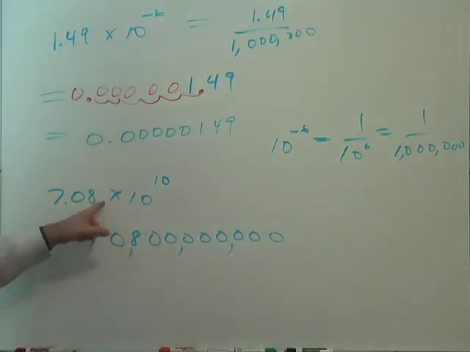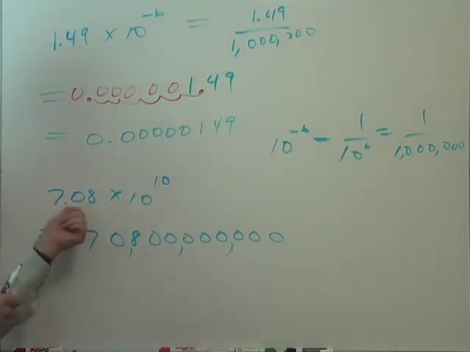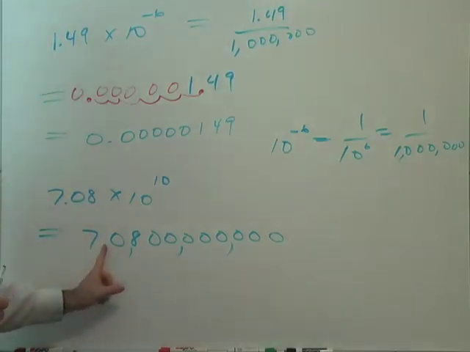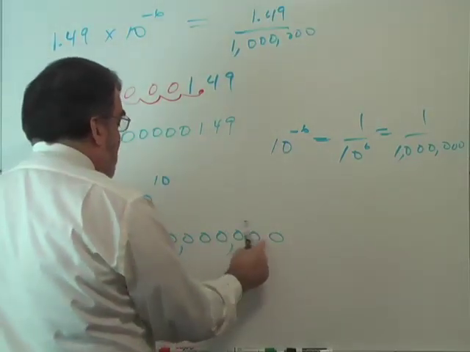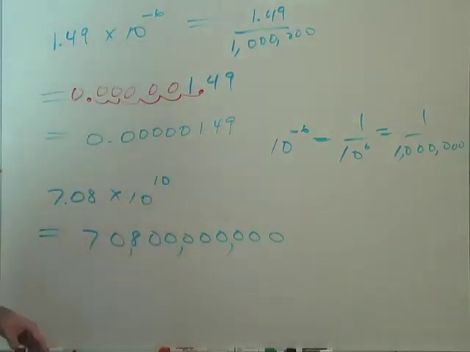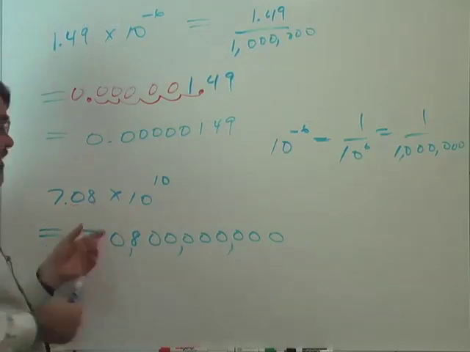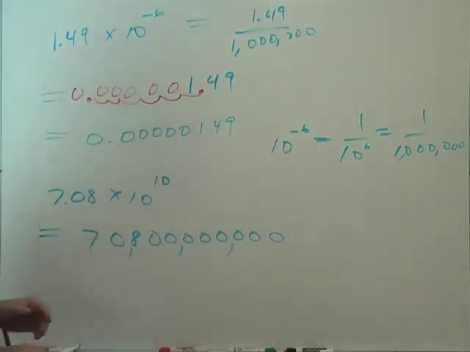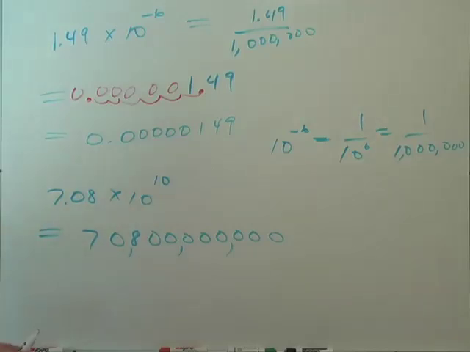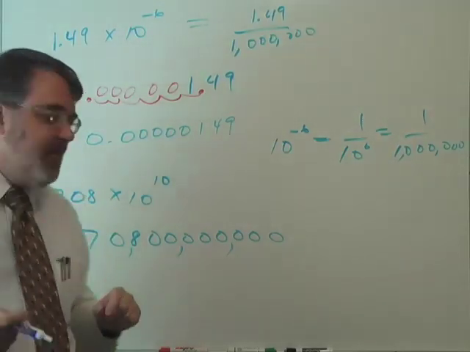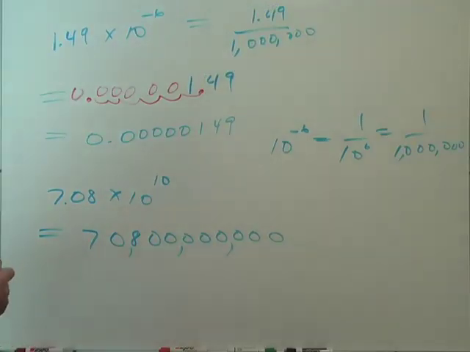So it's not like I added 10 zeros to this number. I have 10 places after the decimal point. So beginning here, there are 10 places: 1, 2, 3, 4, 5, 6, 7, 8, 9, 10. Those 10 places were these 2 digits plus 8 more zeros. And this would be hundreds, thousands, millions, billions. That would be 70,800,000,000. All right, so there you have it.